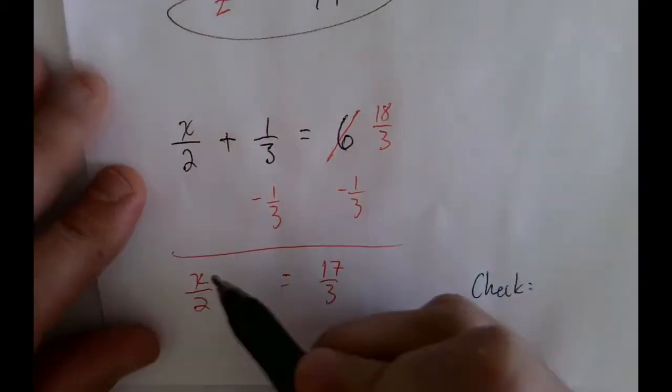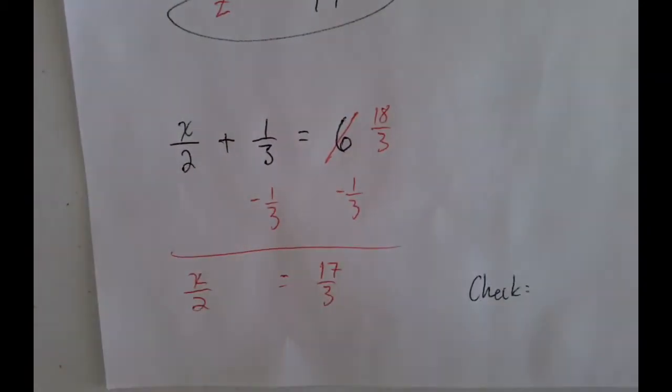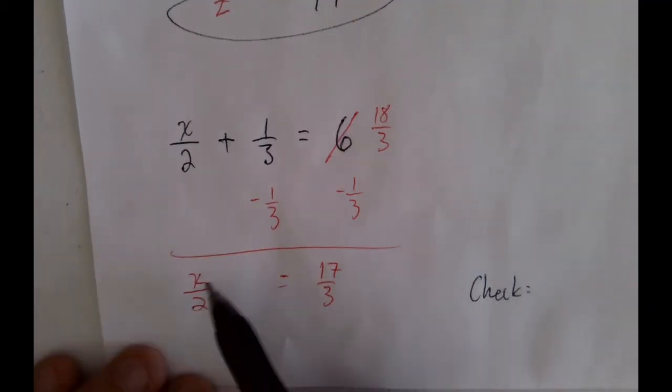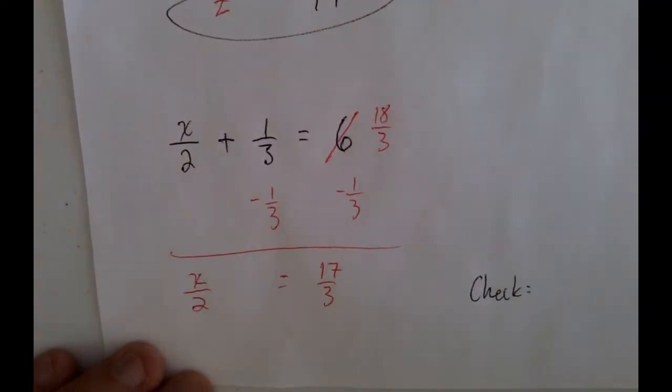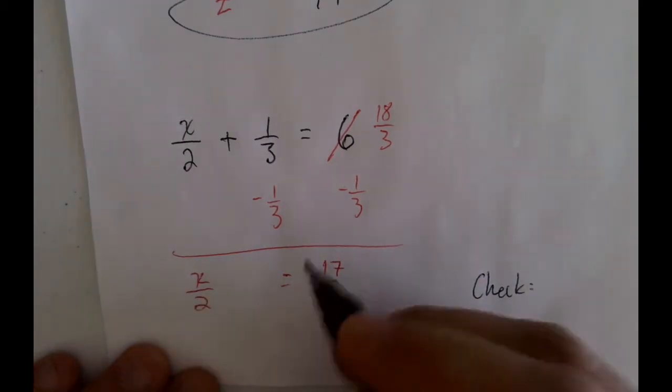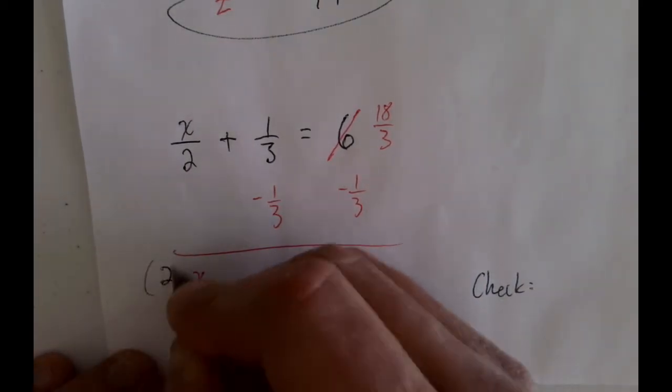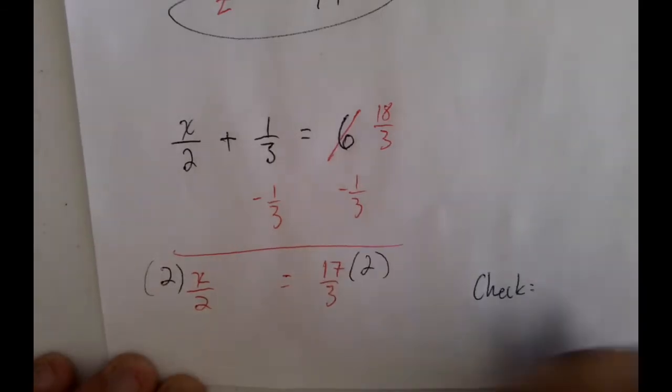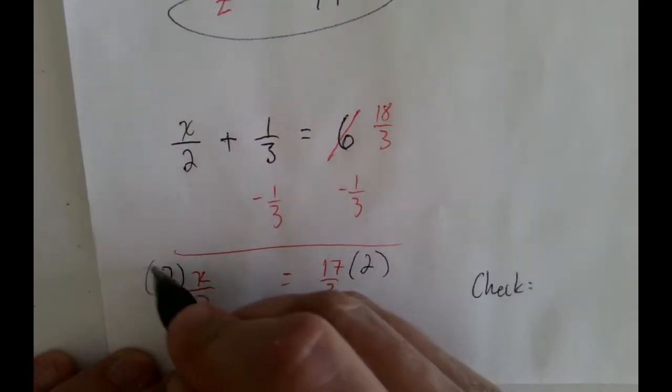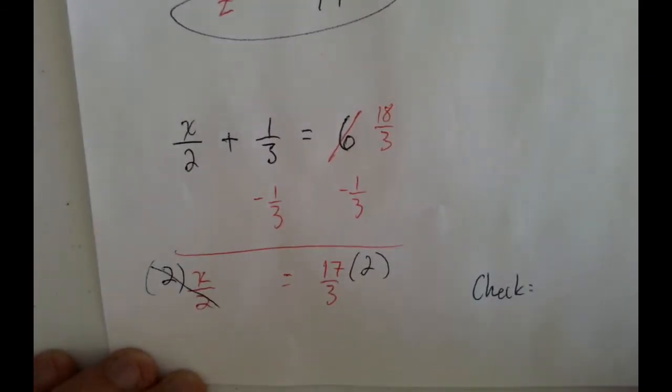Now what do we have? We have a fraction set equal to a fraction. So you can do one of two things. You can understand that it's a proportion and cross multiply. Or you can just think, well, x is being divided by 2. If I multiply by 2 on both sides, I will be finished. So we're going to do that. You're going to get the same answer either way.